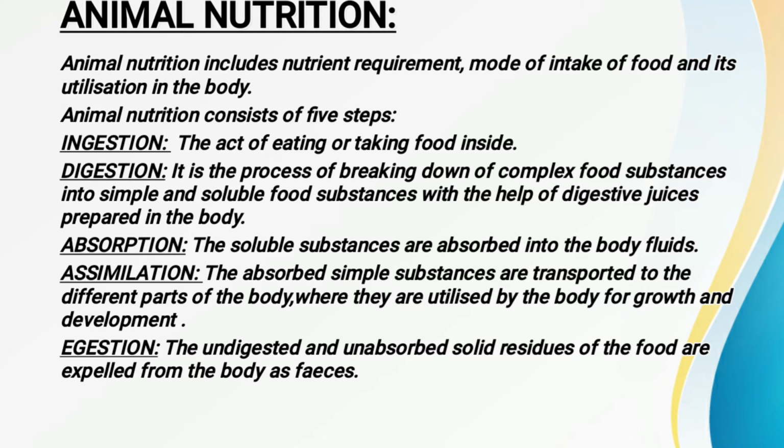Now egestion is what? The undigested or unabsorbed solid residues of the food are expelled out from the body in the form of feces. Now see what happens. Some part of the food is digested and utilized by our body, but some part of the food is not utilized. It is not digested by our body. So whatever unwanted or undigested part of the food is there, that is expelled or eliminated or excreted from our body with the help of some organs, and this process is called egestion.